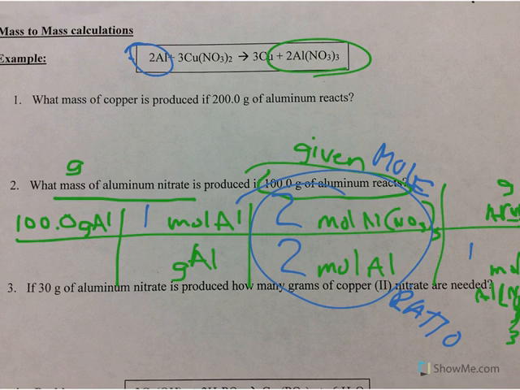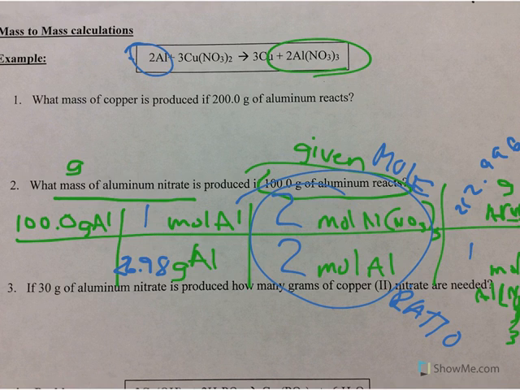Just kidding, I need my molar masses. Aluminum is 26.98. And aluminum nitrate, we're going to have to add that guy up. We have aluminum, Al, nitrogen, N, oxygen, O, 3 parentheses 3. That gets me a mass of 212.996 grams.